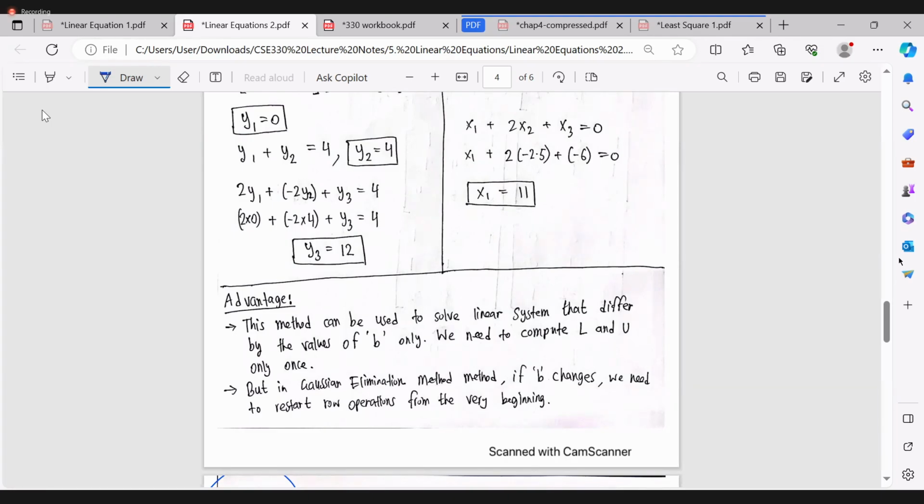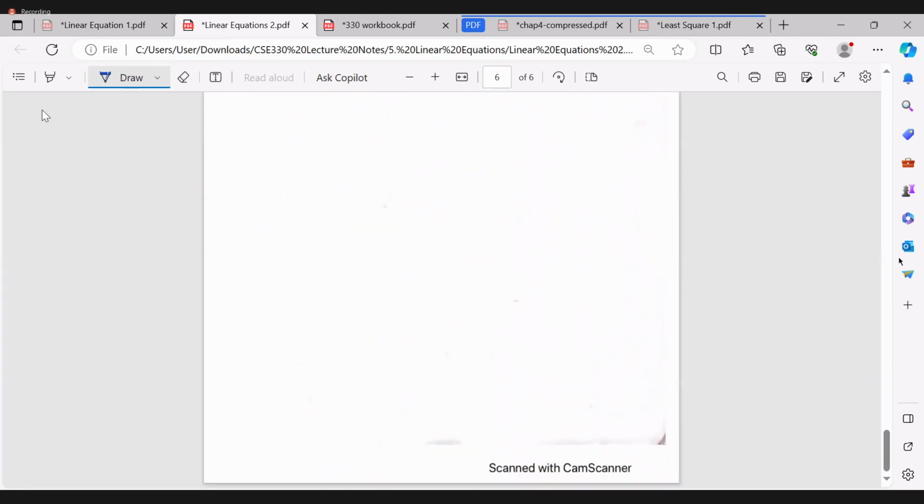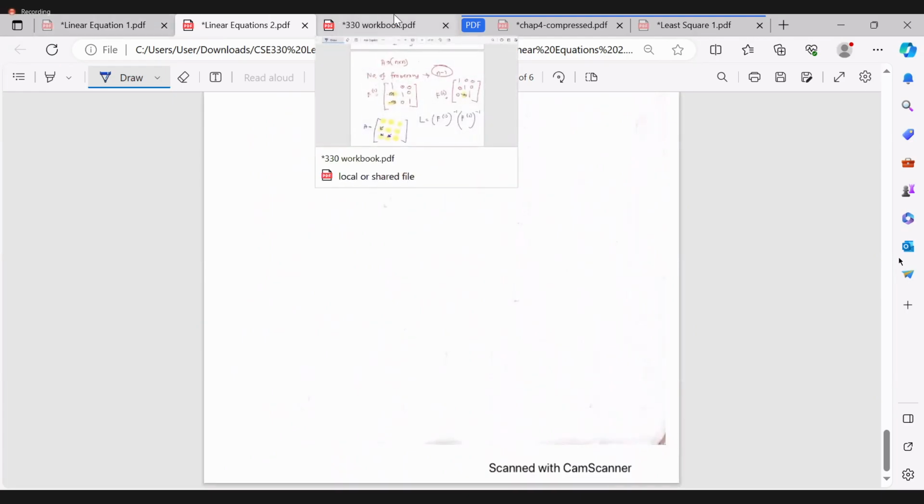আচ্ছা, so that is at the end of our chapter 5. We will start our chapter 6 now.